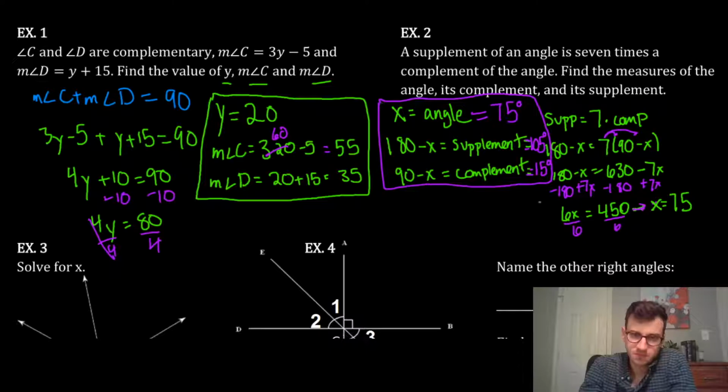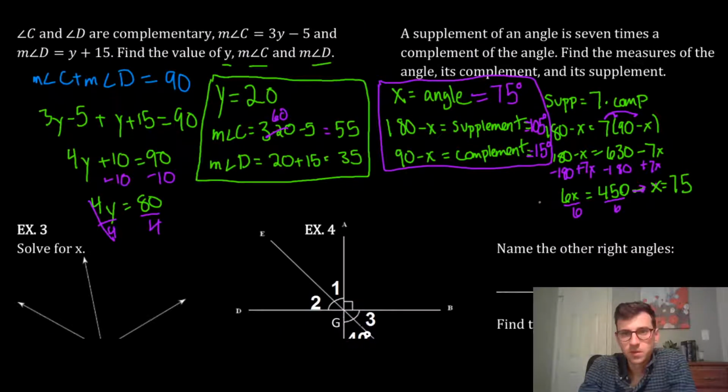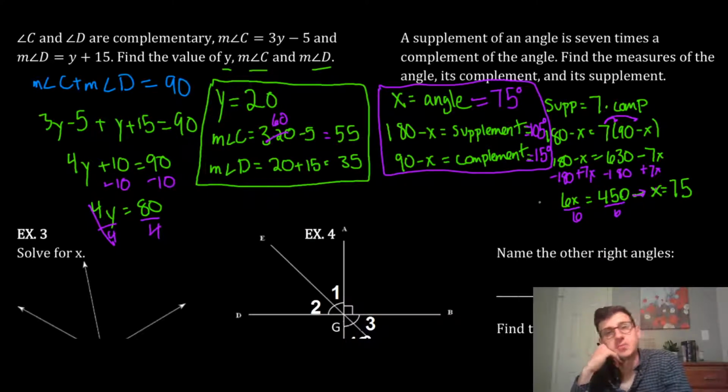Okay. So start with x being the angle. And then talk about the supplement and complement in terms of the angle. Make your life a whole lot easier. Don't start getting all these variables. It's going to be terrible. Keep it simple.